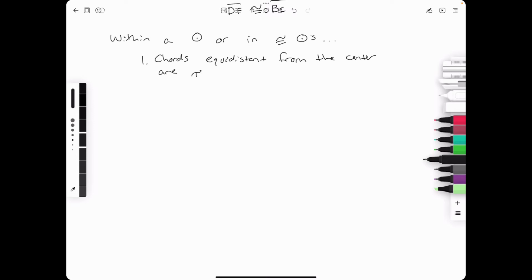If it's equal distance, it's going to be congruent, no matter what it is. Okay, well, I'll draw this and I think you'll see. Then you can also say congruent chords are equidistant from the center.